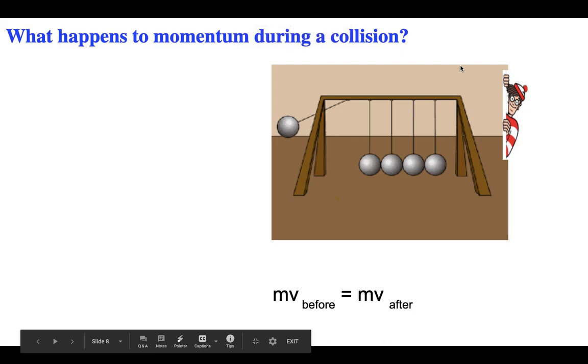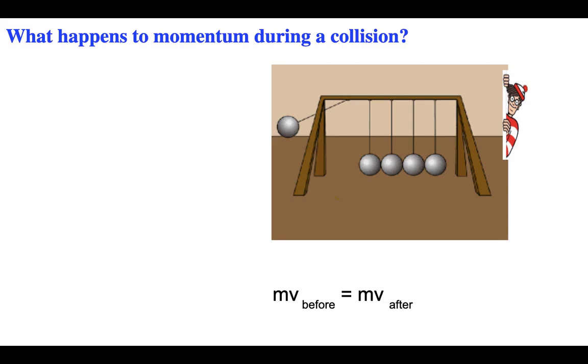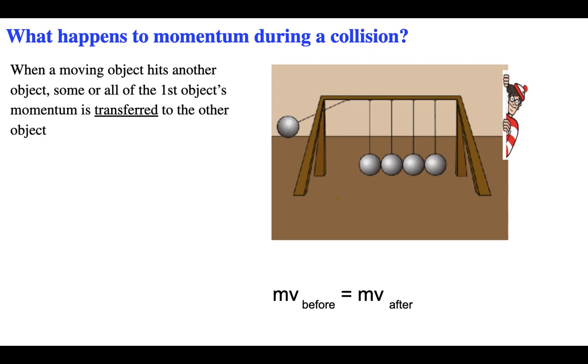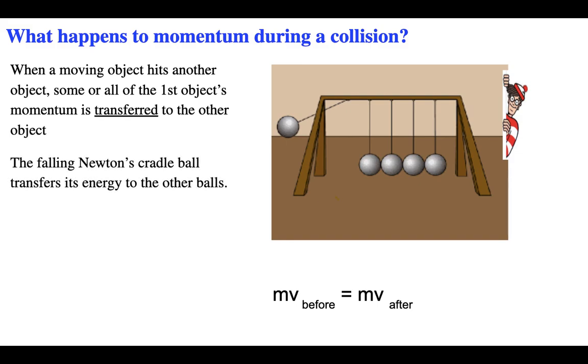So in the video, we saw that both the basketball and the racquetball had momentum, and they interacted with each other in what we would call a collision of sorts. When a moving object hits another object, some or all of the first object's momentum gets transferred to the other object. In the Newton's cradle experiment, a lot of you have seen that swinging ball hit others and it pops up on the other side. The first ball transfers its energy into the other ball, so it transfers its momentum.